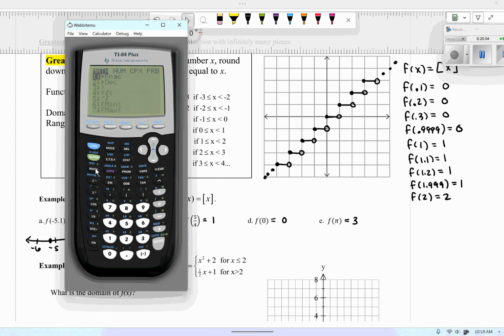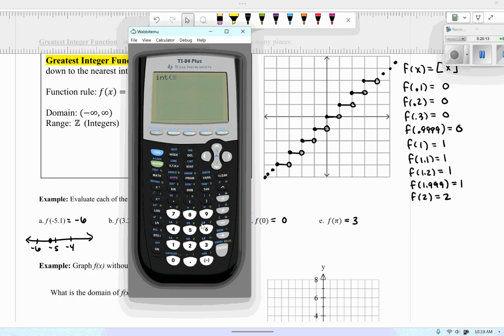I think if you go to math and then scroll over to number, if you look at number 5, it says int. So even just to show you, if I did negative 5.1 and plug that in, notice you get negative 6. So I'm just going to go ahead and copy that again.